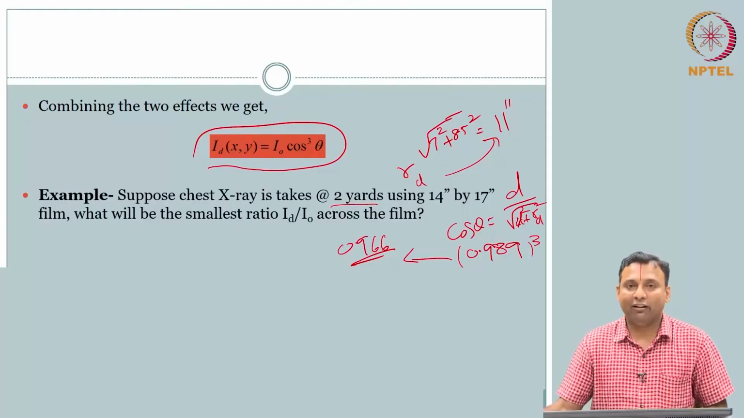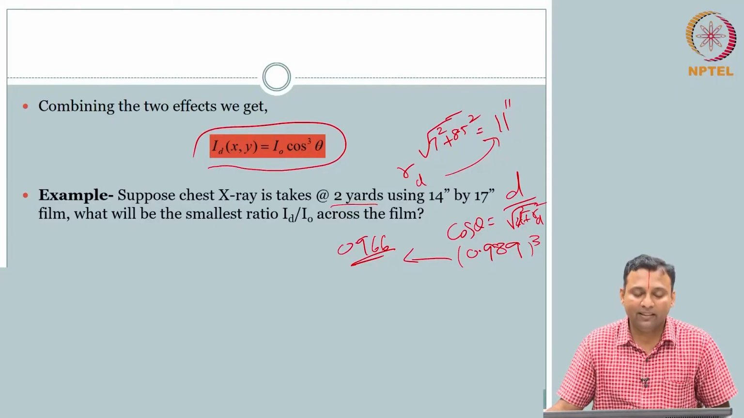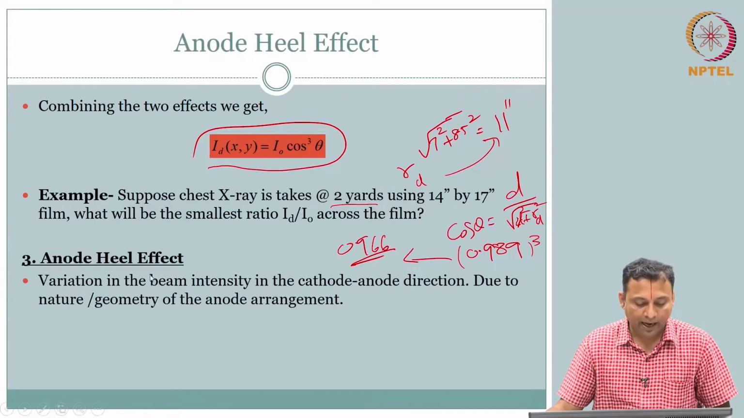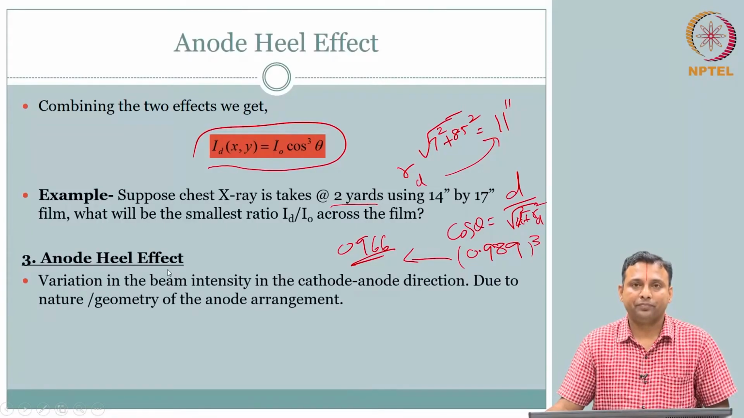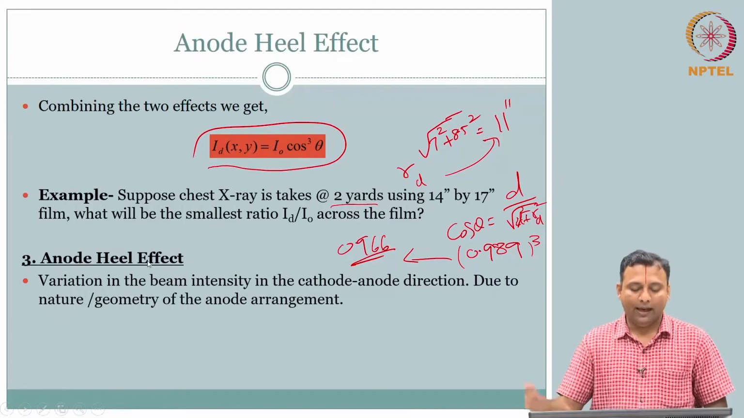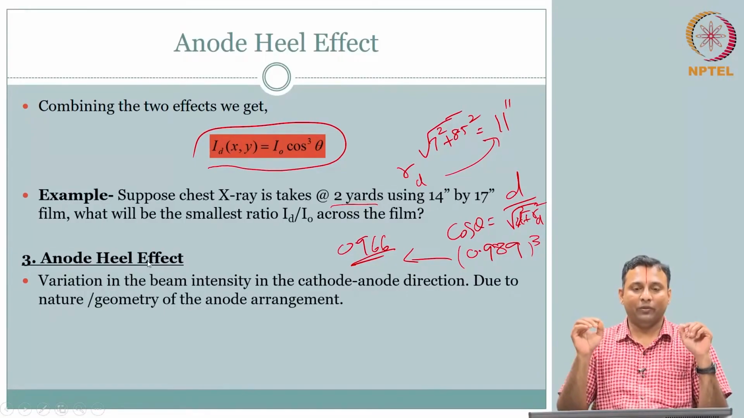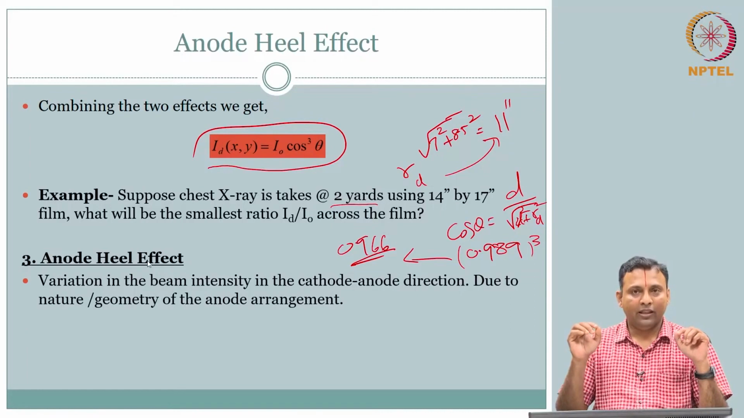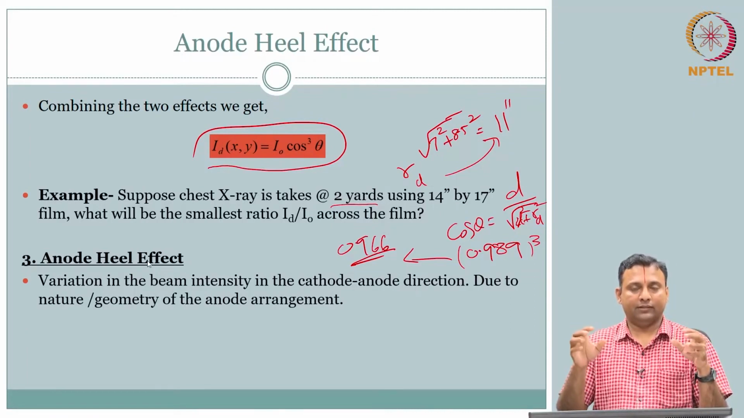So one effect that is more dominant is the anode heel effect. What does this anode heel effect represent? Again, this is also due to geometry. Why is it grouped under geometry? Because it has something to do with the geometry of the setup.